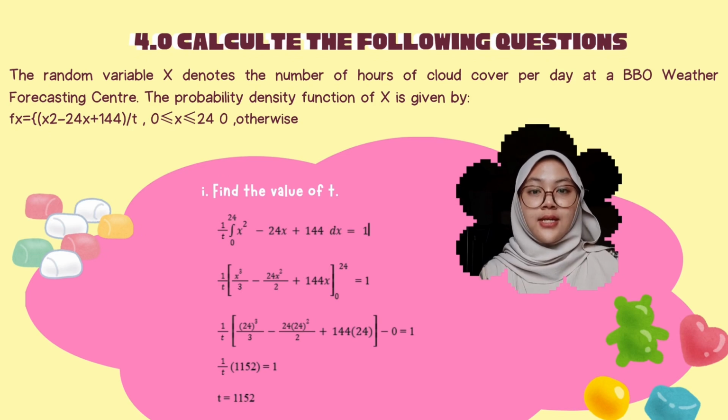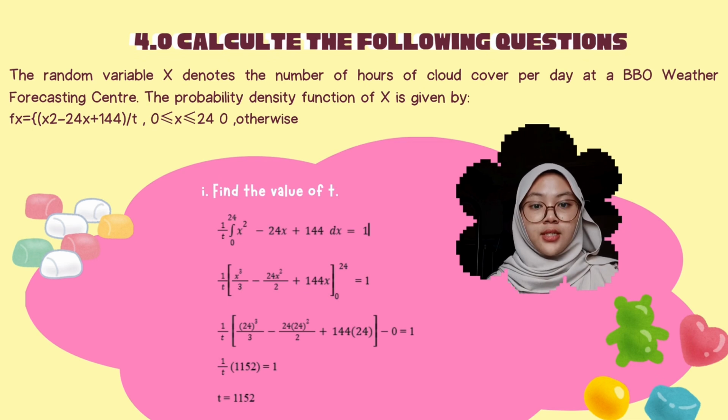So now, let's calculate the following questions. The random variable x denotes the number of hours of cloud cover per day at a BBO weather forecasting center. The probability density function of x is given by f(x) equals x squared minus 24x plus 144 over t, and x is greater than or equal to 0 and smaller than or equal to 24, and 0 otherwise. So, first question is to find the value of t.